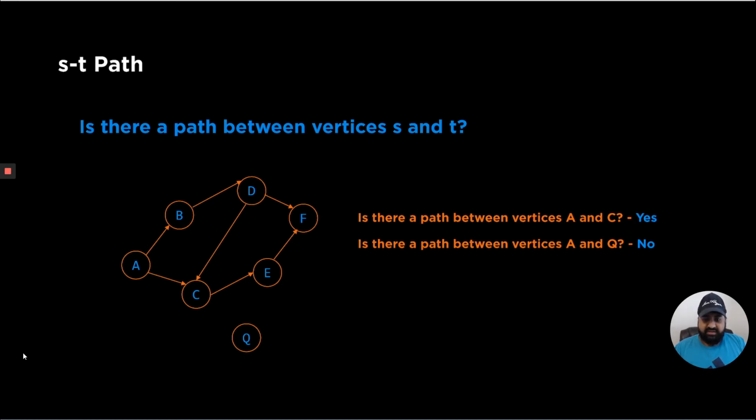And let's say we ask, is there a path between A and Q? There's no path because it's not connected. Or if we ask whether there's a path from F to A, there's no path because F has no outgoing edges. So there will be no path from F to A in this directed graph.